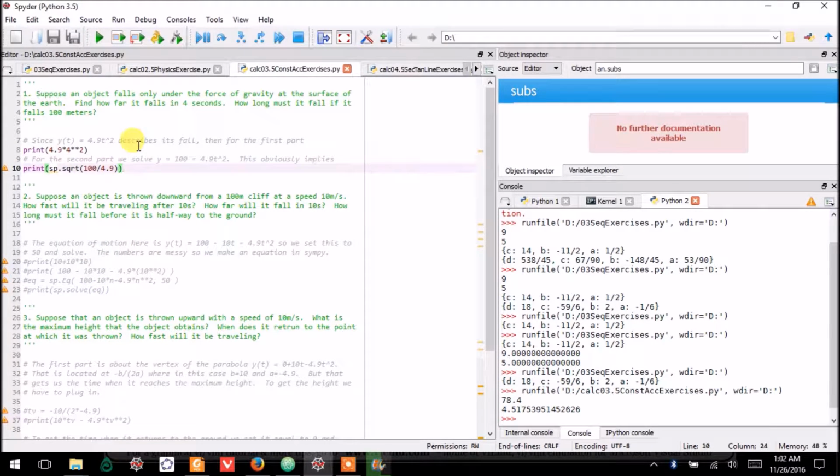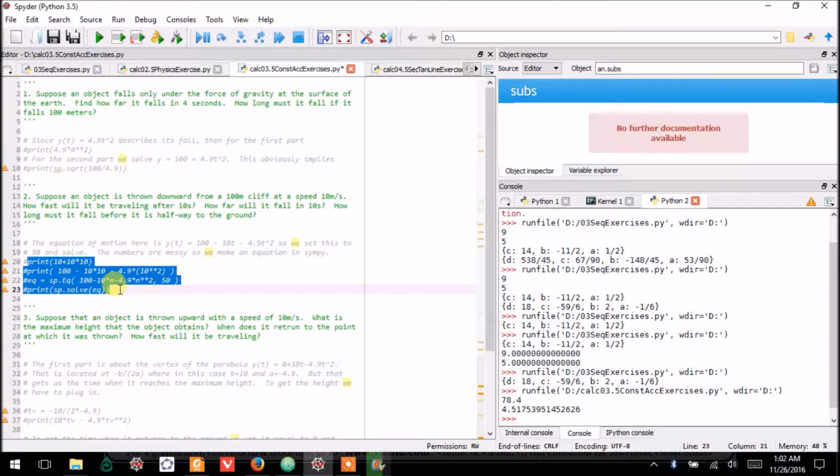Next, we want to know what happens if it's thrown with an initial height of 100 meters with a speed of 10 meters per second. So how fast will it be traveling after 10 seconds?